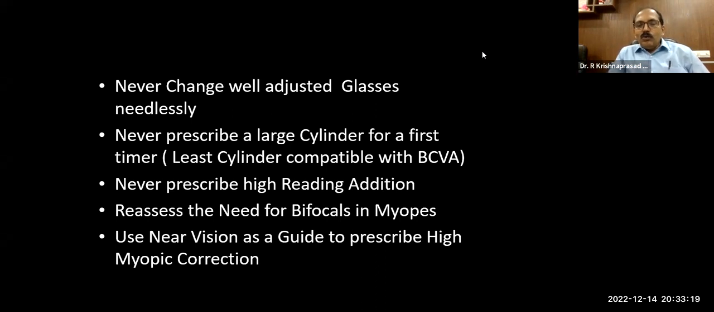So never take it for granted that all children will have normal accommodation. Just like over-accommodation, as in a high AC/A ratio, is a problem, even hypoaccommodation is also a problem in children. Especially children who are very lethargic, who are sick, who are undernourished. These are the children who can have hypoaccommodation. So keep that in mind.